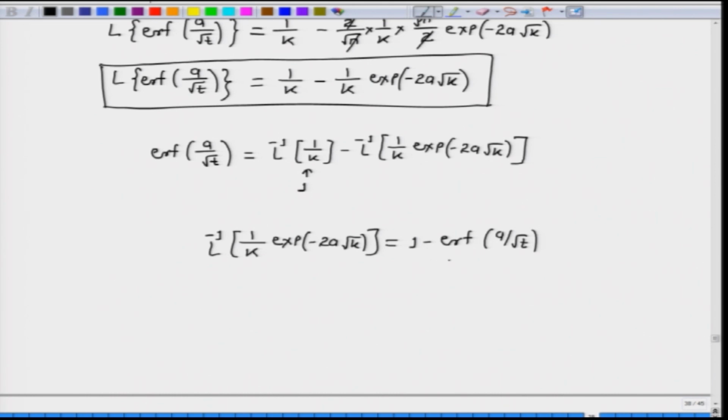1 minus error function is also referred to as error function c or complementary error function. So, the right hand side can also be written as error function c of a by root t. So, this is one important formula that we have obtained. So, we have now derived the formula for Laplace transform of error function of a by root t, where a is a constant. So, let us now use the property of Laplace transform of derivative of functions and try to derive one more formula here.